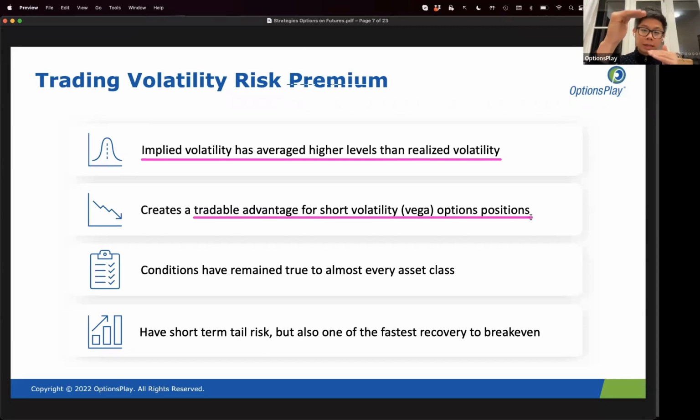So if something is always higher than what it's going to be at expiration, you have an advantage of being short volatility or short an option versus buying an option. Because when you're buying an option, you're effectively long volatility. When you're selling an option, you're short volatility. So you have this slight edge for sellers versus buyers.